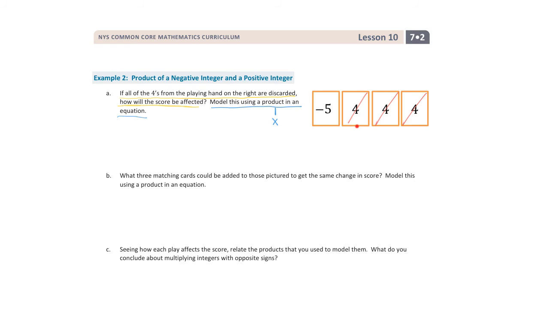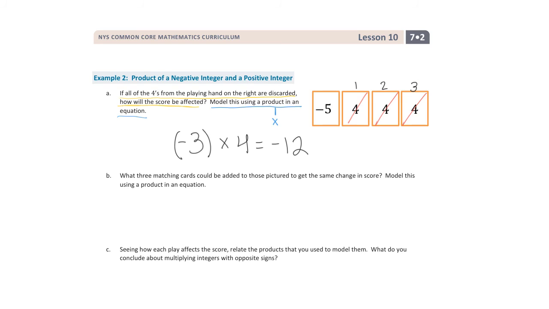We had the value of 4 in each card, and we have a quantity of 3. Because we are getting rid of these 3 cards, in our product, we write that as negative 3. Now, we can see the value for each card is 4. So we have negative 3 times 4, and that will give us negative 12. That means that our score is decreasing by 12 points.